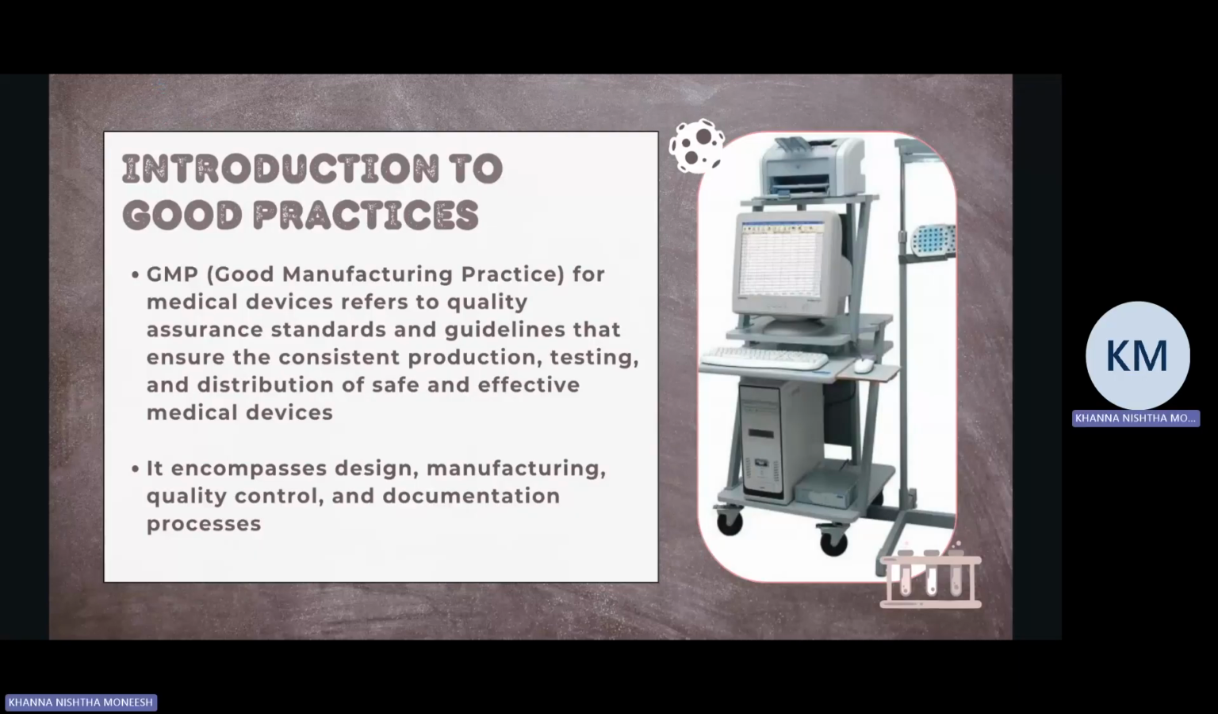The next part is Introduction to Good Practices. GMP, or Good Manufacturing Practice, for medical devices refers to quality assurance standards and guidelines that ensure the consistent production, testing, and distribution of safe, effective medical devices. It encompasses design, manufacturing, quality control, and documentation processes.